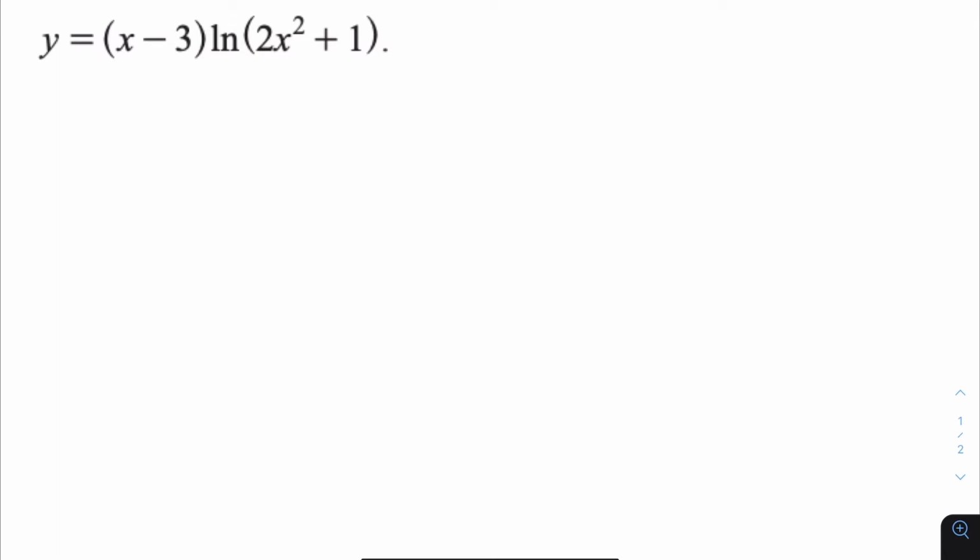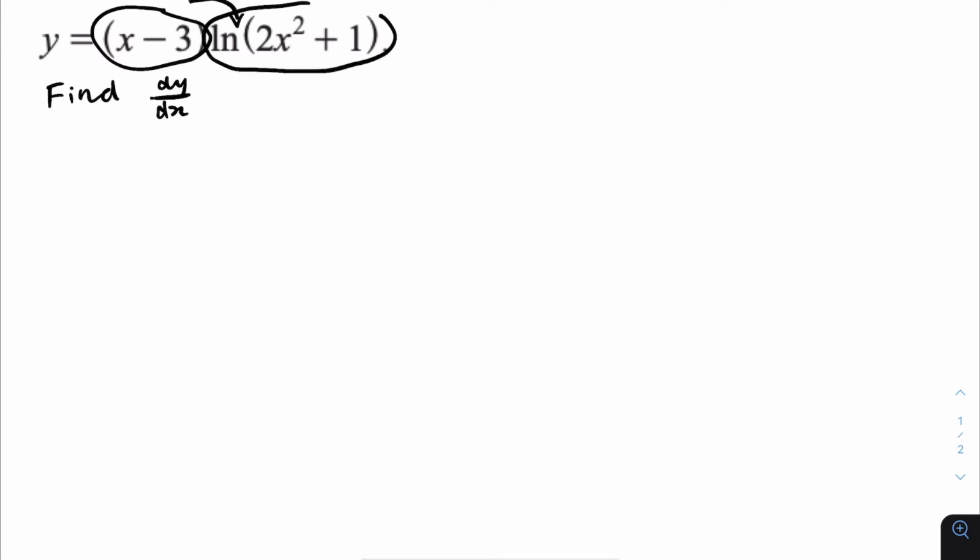So y is equal to (x minus 3) times ln(2x squared plus 1), and we have to find dy over dx. So the first thing that we should do is identify what exactly are the rules we'll need. First thing we should note is that two expressions in x are being multiplied. The x minus 3 section, that's section 1. And then the ln(2x squared plus 1), that's section 2. So to solve this, we just need to use the product rule because they're being multiplied by each other.